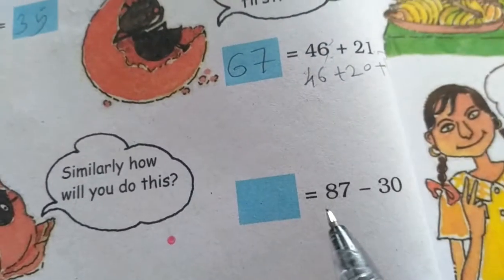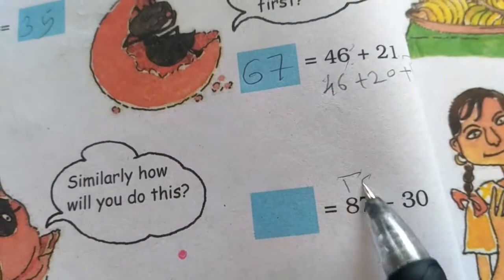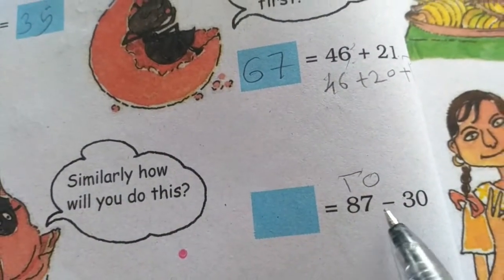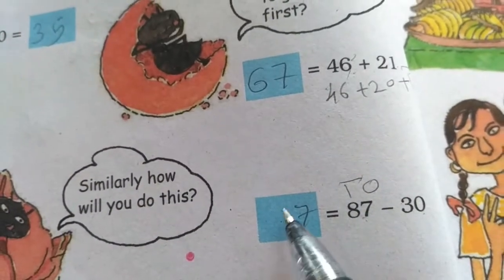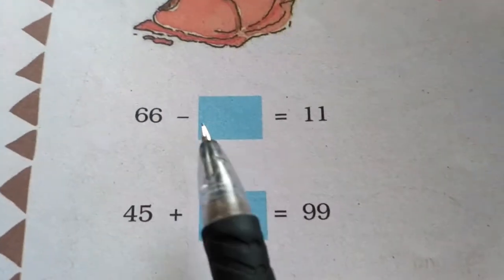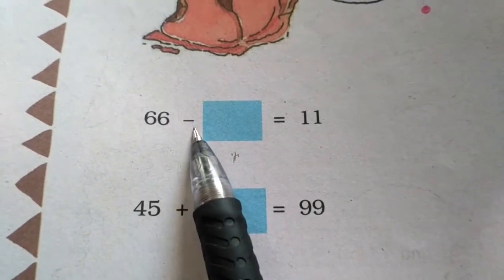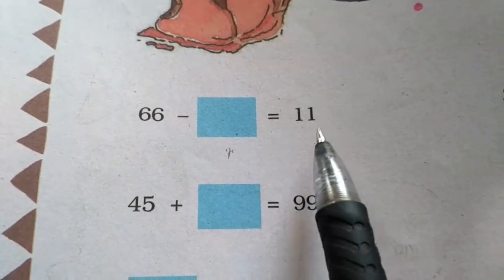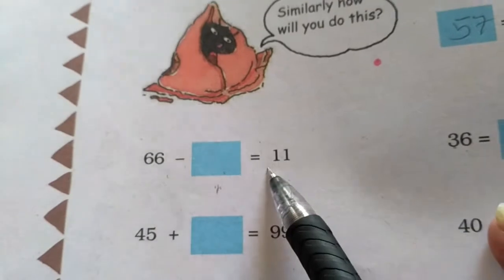Next, this is a subtraction. That is very simple. Just put tens and ones over here. So 7 minus 0, 7 and 8 minus 3, 5. Simple. अभी क्या करना है? Here you are having a box in the middle. So 66 minus blank is equal to 11. So what will you do in this? In this case you will do the subtraction.